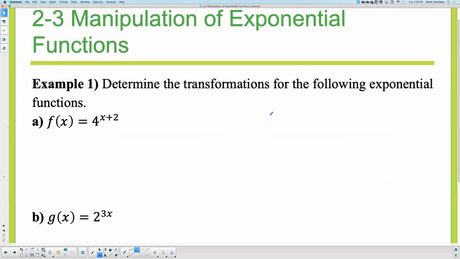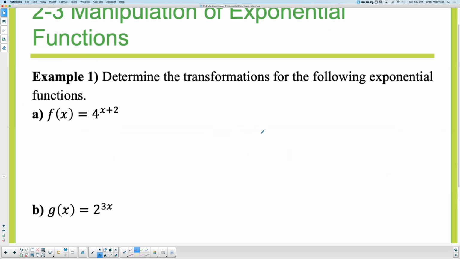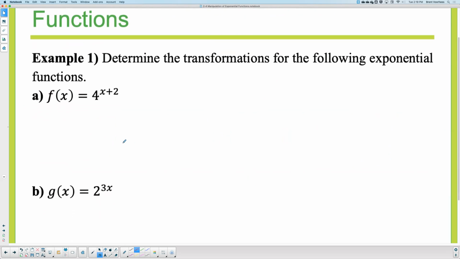So jumping in, let's look at example 1. It says determine the transformations for the following exponential functions. So here I have 4 to the power of x plus 2. On your example 1a, you see how we have 4 to the power of x plus 2? What I'm going to do is walk you through how we can rewrite this.